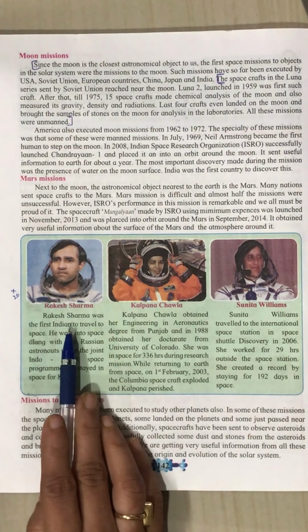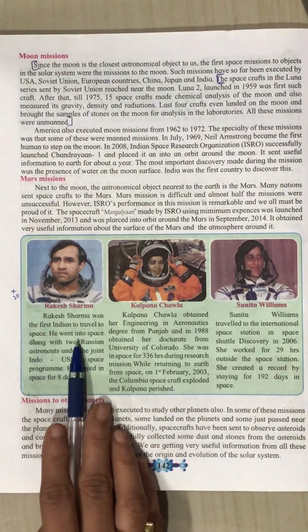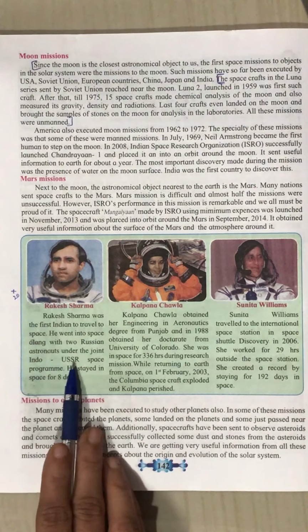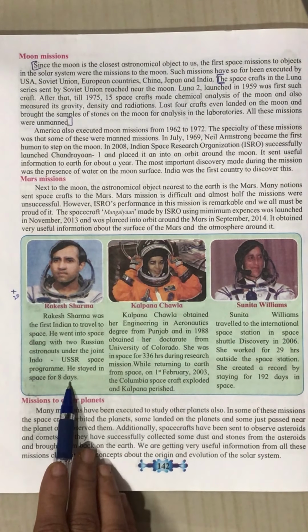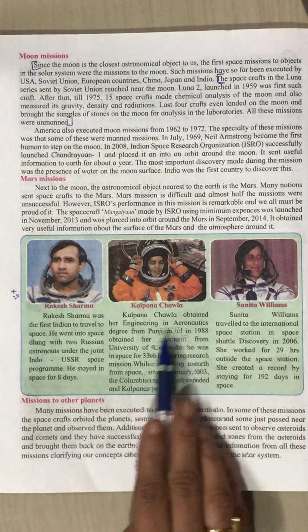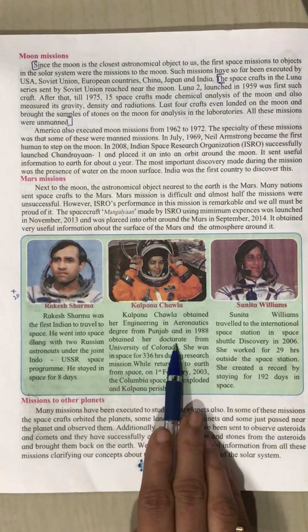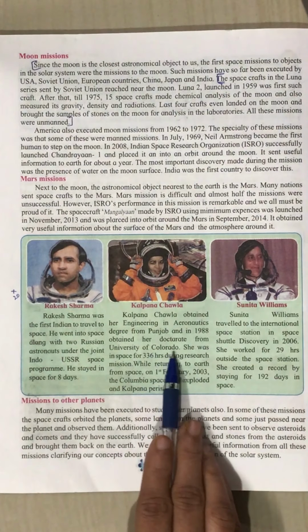Rakesh Sharma was the first Indian to travel to space. He went into space along with 2 Russian astronauts under the joint Indo-USSR space program. He stayed in space for about 8 days. Kalpana Chawla obtained her engineering in aeronautics degree from Punjab and in 1988 obtained her doctorate from University of Colorado.